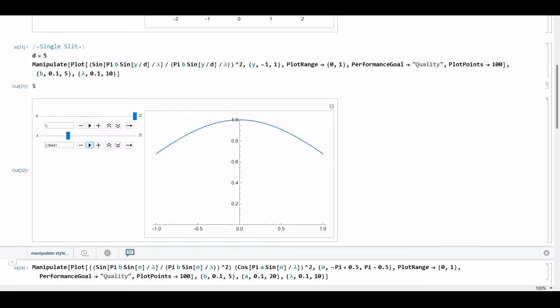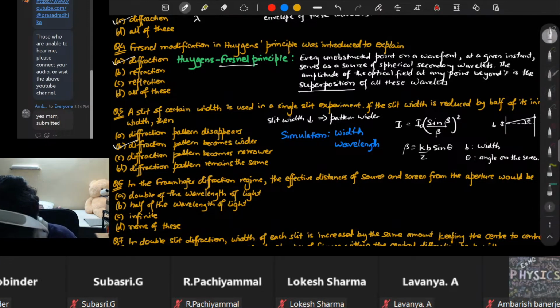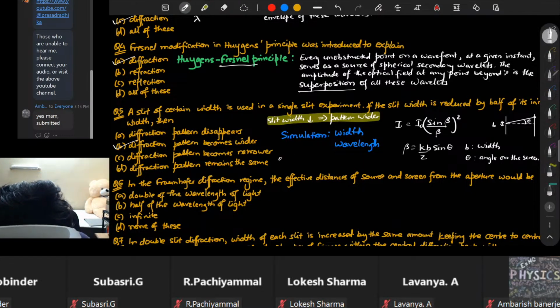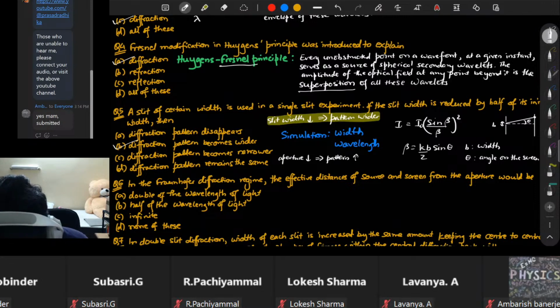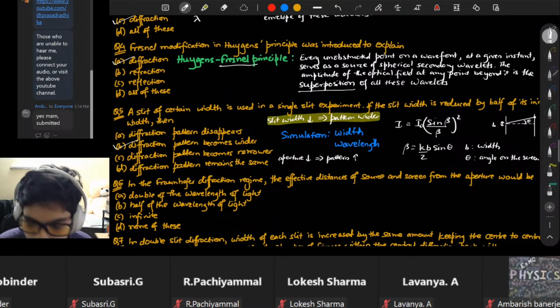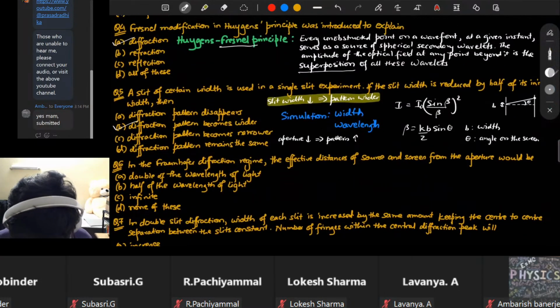So let us come back to our question. I hope this is clear to you now. And please remember this inverse relation between the aperture size and the pattern. So there is always this inverse relation: aperture size decreases implies that the pattern size increases. So this you should always keep in your mind. And with this in mind, let us move on.